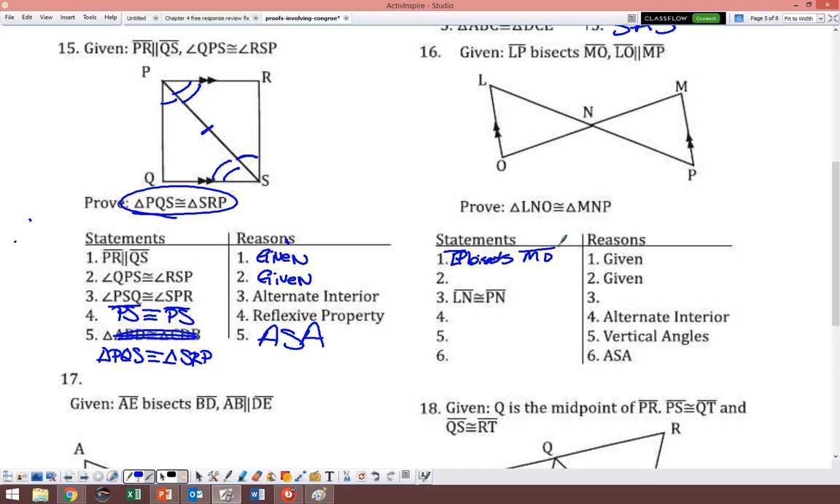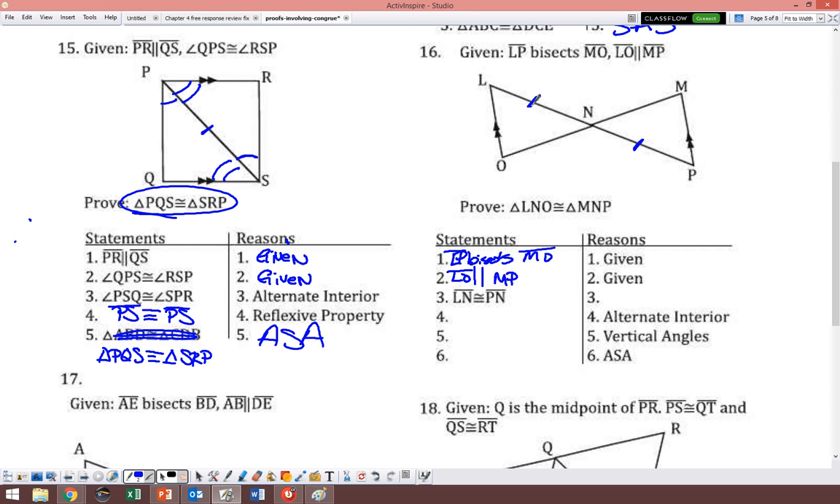All right. Statement 2. What's my statement 2 going to be? Very good. LO is parallel to MP. All right. So it says NP is congruent to PN. Wait, I'm sorry. PN and LN. Sorry, there it is. Said it wrong. All right, so I have those two congruent.